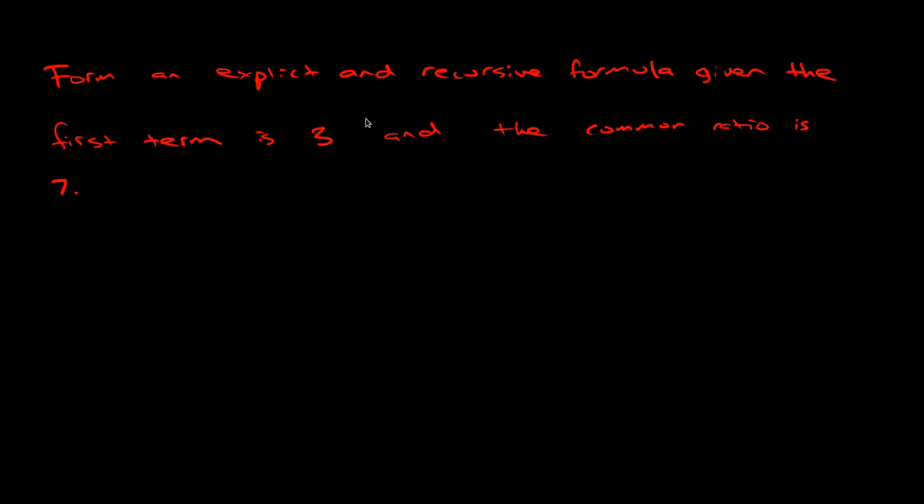Form an explicit and recursive formula given the first term is 3 and the common ratio is 1. Okay, so this is a bit different. We know our first term, f of 1, is equal to 3, and the common difference, messed up when I was writing the problem. Difference. D is 7.